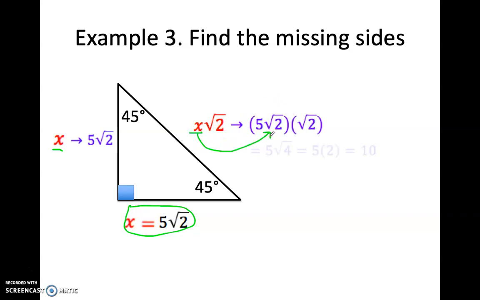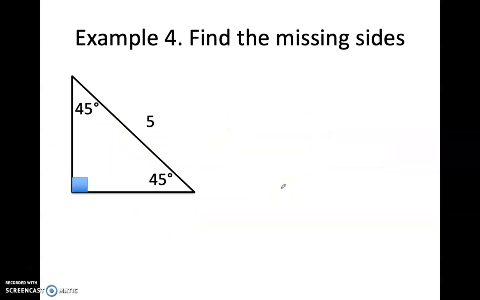Okay, the square root of 2 times the square root of 2, that's these two right here, make the square root of 4. The 5 stays outside, and the square root of 4 is 2. So we get 5 times 2 is 10. So that missing side is 10. So we have 5 radical 2 and 10. These are exact answers, no decimals. All right, now the hardest one of the bunch.